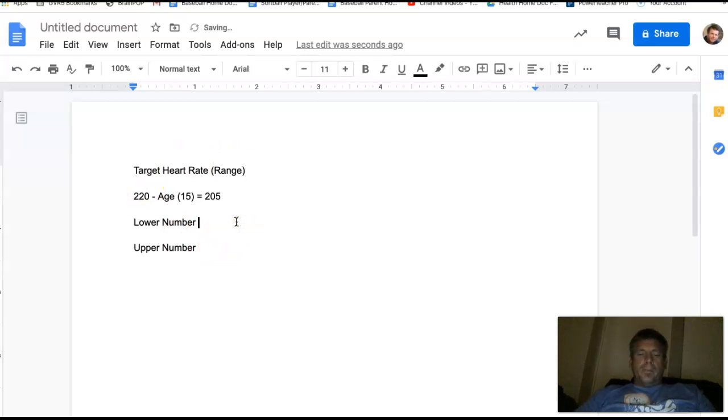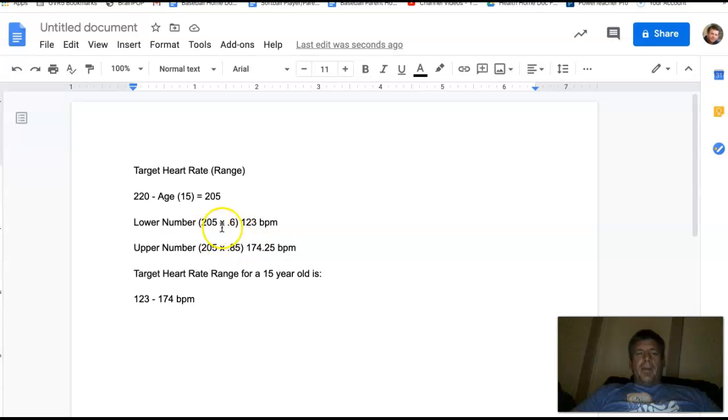The lower number, how we're going to do this is we're going to take that 205 that we had earlier, and then we are going to multiply by 0.6, and then we are going to take the same number 205 and multiply times 0.85. And that will give us our numbers. Let me pause here. I'll do that math and get back.